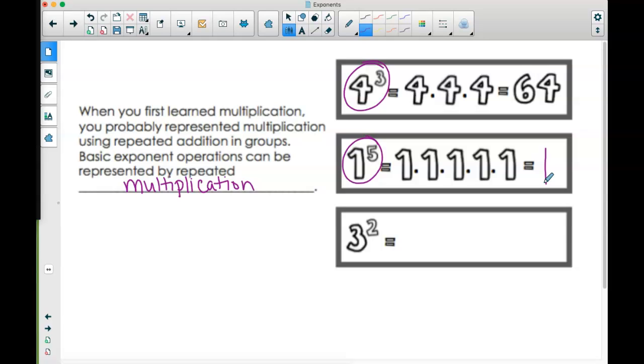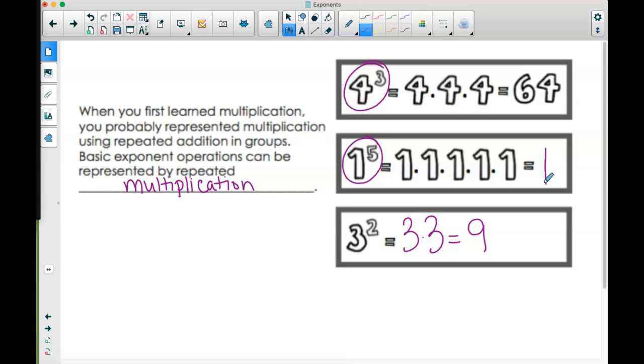Okay? How about 3 to the second power? What is 3 to the second power? Anybody willing to unmute themselves this morning? 9. 9, yeah. 3 to the second power really means 3 times 3, which is 9.